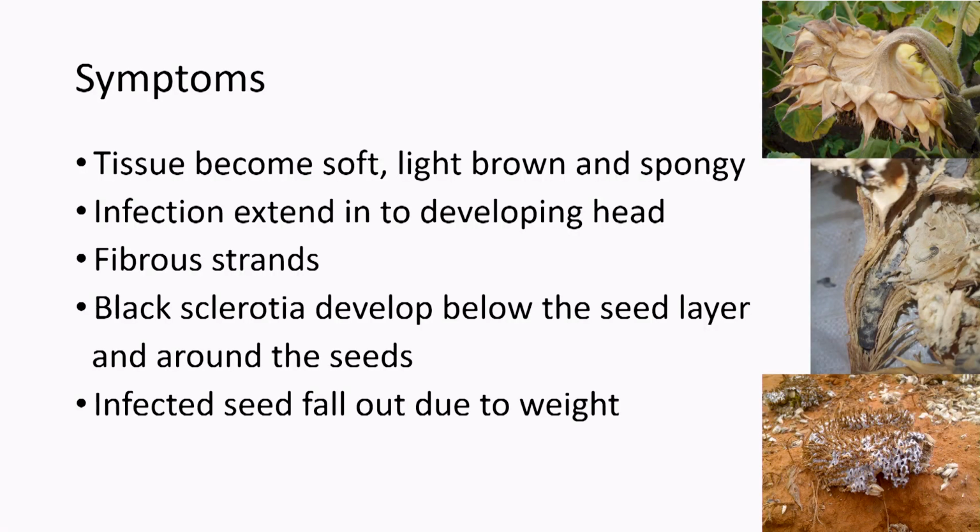This is a photo that I took in Potchefstroom, and look at the sclerotia here. It is completely growing inside the sunflower head and replacing the plant material there. This is personally the biggest sclerotia I've seen. So black sclerotia can develop below the seed layer and also around seeds. And then, as mentioned, the infected seeds will fall out due to the weight. And you will even get this scenario where the whole head can fall to the ground. And then you are making the problem worse because you are inoculating your soil with the fungus.